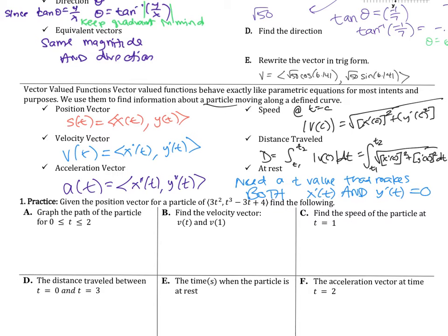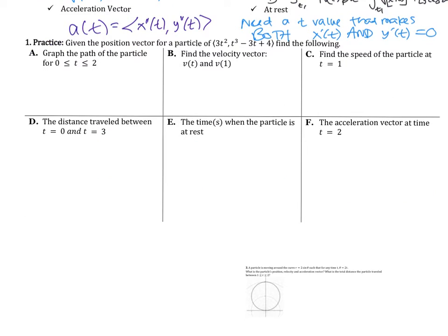All right, let's go ahead and look at some examples now. Okay, given the position vector for a particle that you can see there, find the following. So here is our position vector. First, we're going to go ahead and graph it. You can make a table for t, x, and y, and you're going from 0 to 2, so you can just plot when t equals 0, 1, and 2. So pause the video and sketch that graph. And there is the graph.